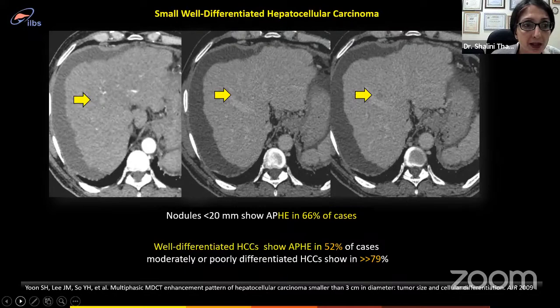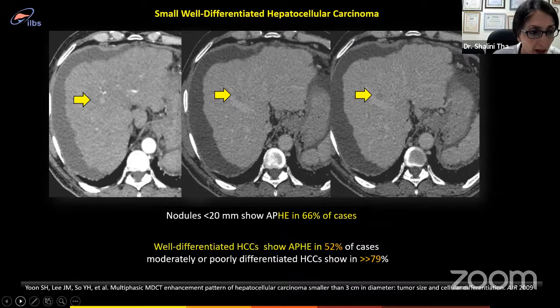So there are two entities. There is an infiltrative pattern and there is a cirrhosis-mimicking pattern. They both look a little different. I'm going to show you both. This is an infiltrative HCC where we did see arterial enhancement. In a cirrhosis-mimicking HCC, we will not even see this sort of an enhancement in the parenchyma of the liver. So the AFP for this patient.